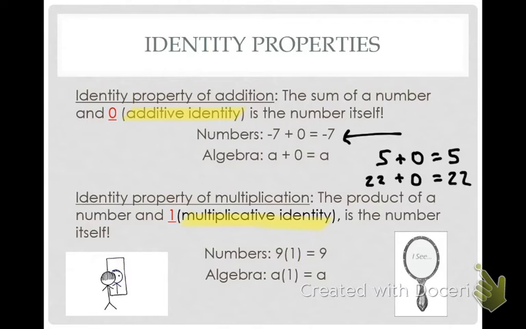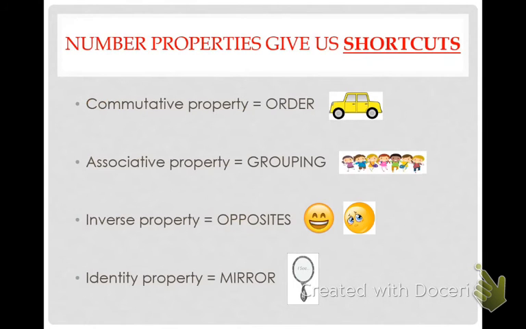Notice my example that I have right here. 9 times 1 equals 9, which is itself. 10 times 1 equals 10, which is itself. 31 times 1 equals 31, which is itself. So all the identity property says, if you add 0 to a number, you get itself. If you multiply 1 times a number, you get itself. That's a lot of information, but I want you to go ahead and write down these shortcuts. These are little words that are going to help you remember which number property you need to use.